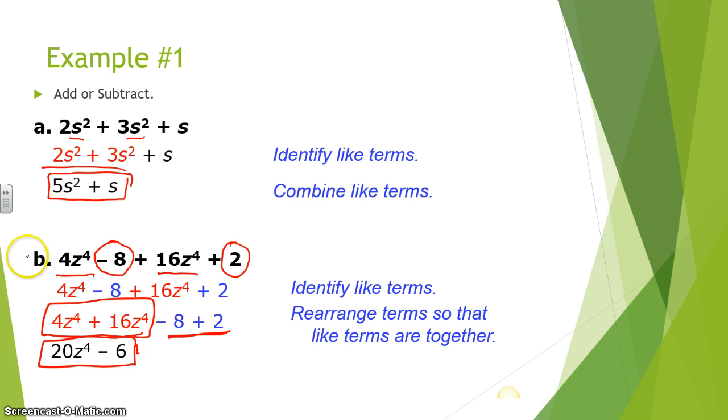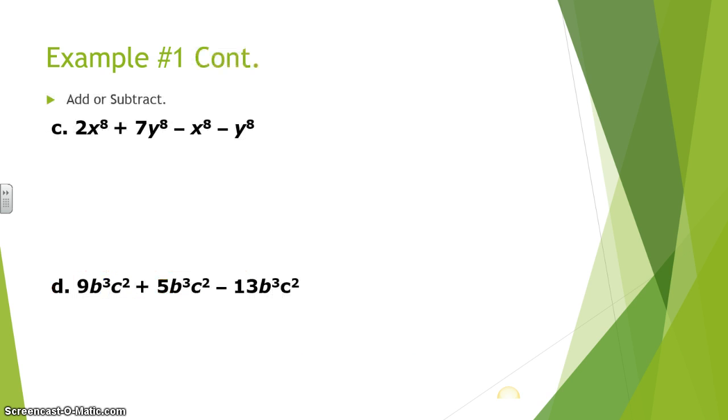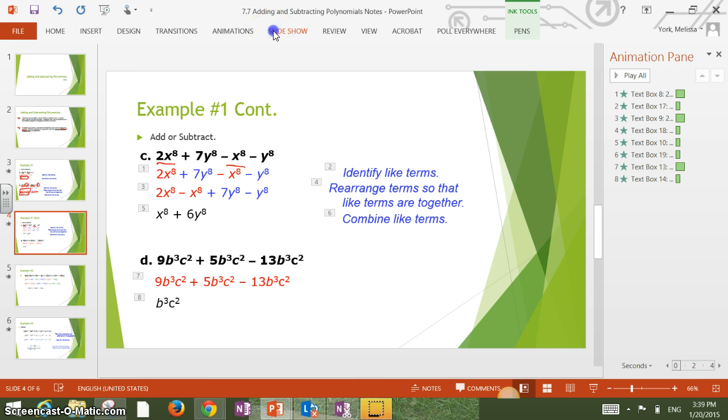Make sure too, when you're writing out your notes, you're doing each of these steps and labeling each step so that you understand the process. Here we go, we're adding or subtracting these like terms. So we have 2x to the 8th plus 7y to the 8th minus x to the 8th and minus y to the 8th. Sorry about that interruption.